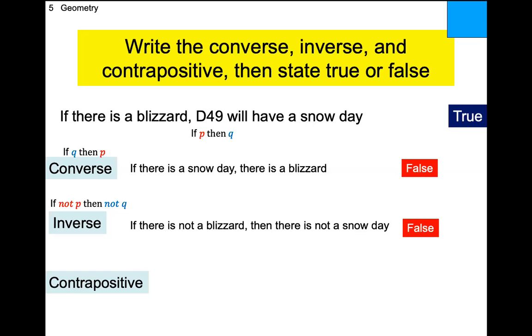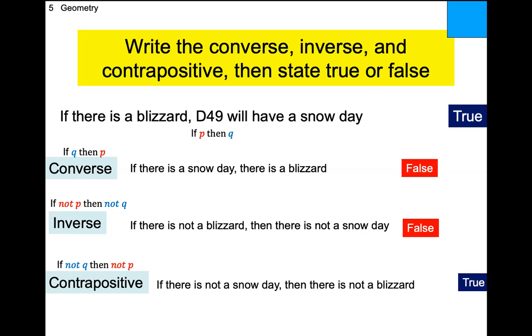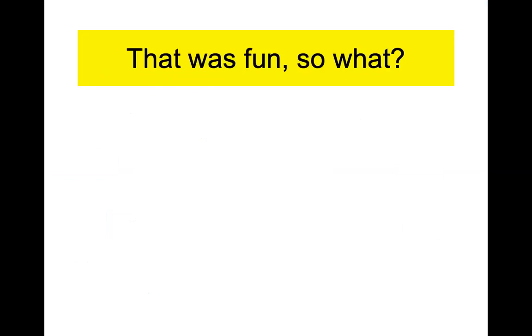And then what is the contrapositive? The contrapositive is if D49 doesn't have a snow day, then there is no blizzard. So if we are in school, you can be guaranteed there ain't a blizzard going on. So that's got to be a true statement. All right. Well, there you go. There's a real world example right there of using that.